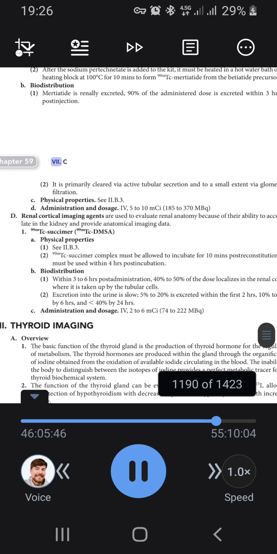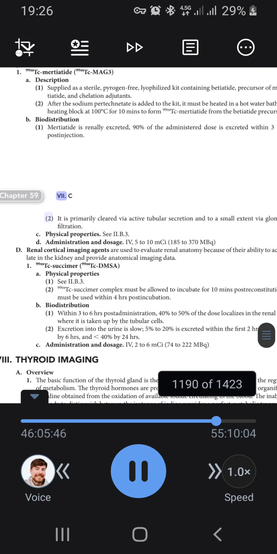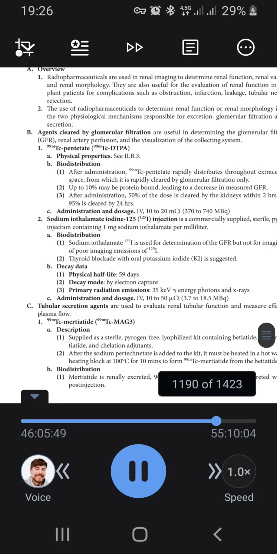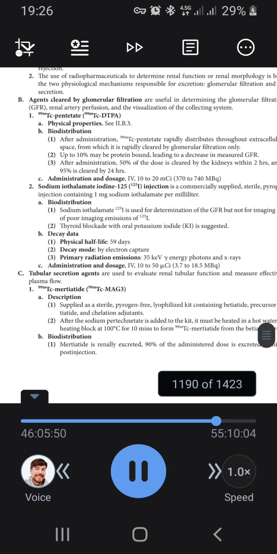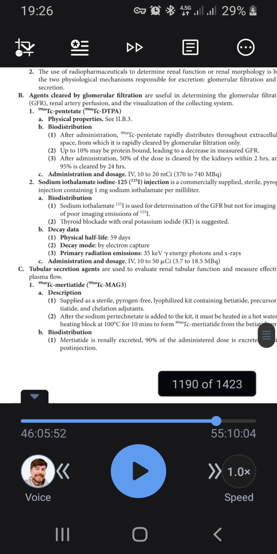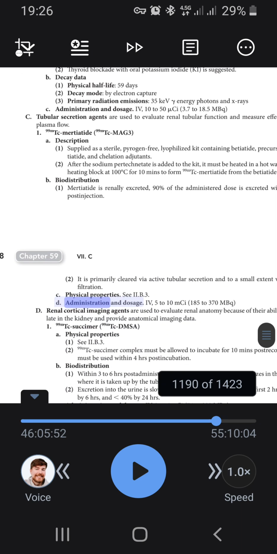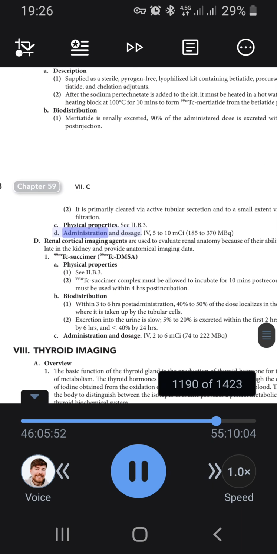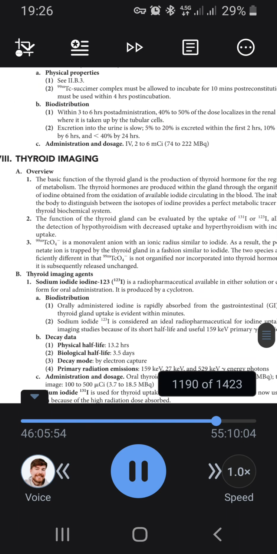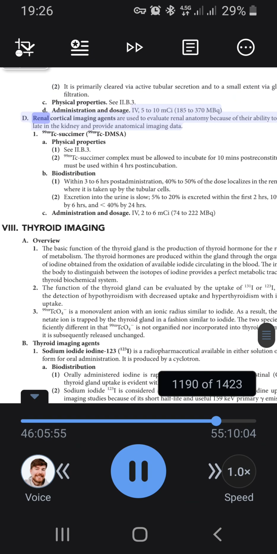It is primarily cleared via active tubular secretion, and to a small extent via glomerular filtration. C. Physical properties. D. Administration and dosage. 5 to 10 mCi, 185 to 370 MBq.